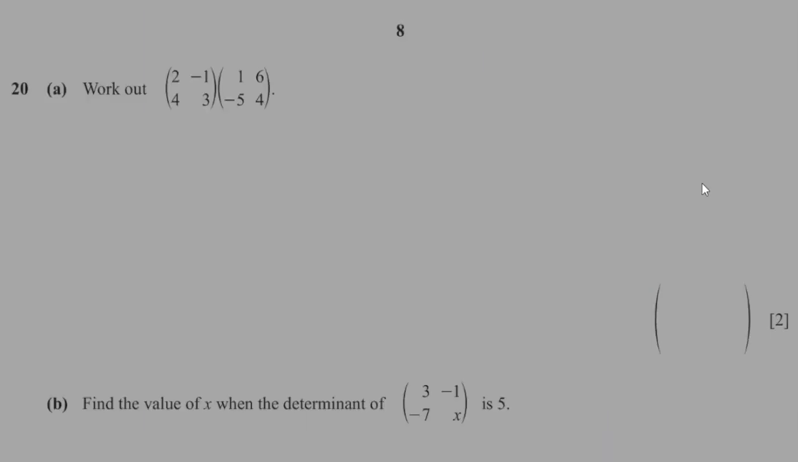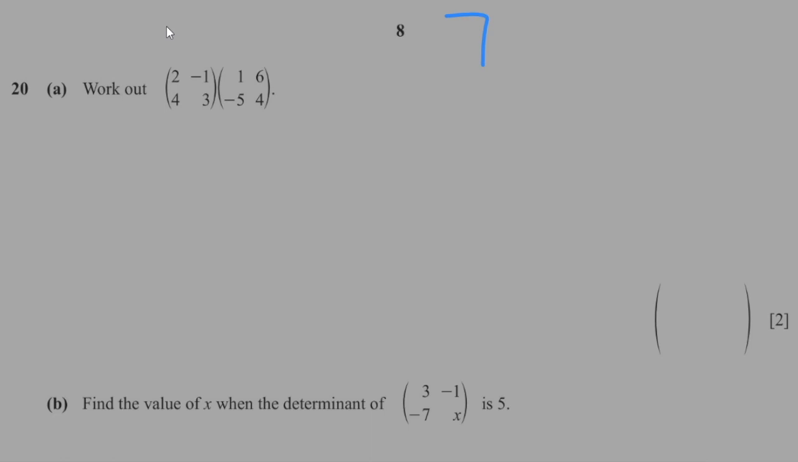Question number 20. A. Work out the matrix 2, negative 1, 4, 3 multiplied by 1, 6, negative 4, negative 5. So I just wanted to share a simple method over here. You can do this by the 7 method.